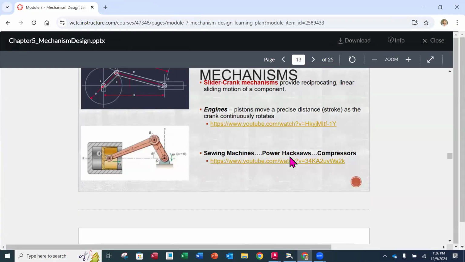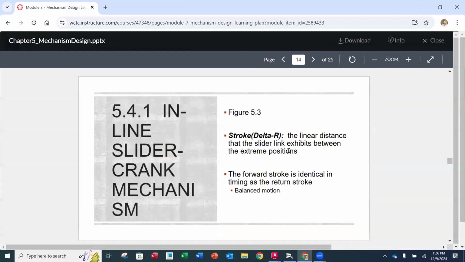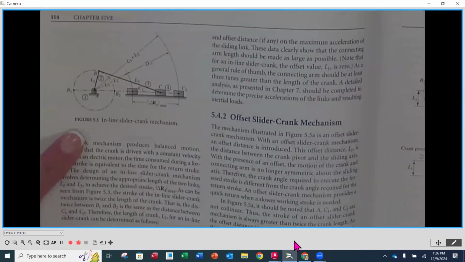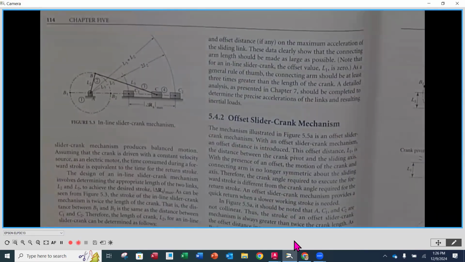Right. So just another example. Let's look at figure 5.3 in our book and look at a couple of these elements. Some of them are going to be familiar to us and some are a little bit new. Let's look at stroke first. We have looked at stroke in terms of 4-bar mechanisms or slider crank mechanisms, but let's go and look at figure 5.3 at the top of page 114.